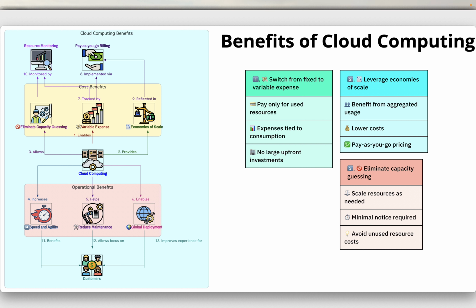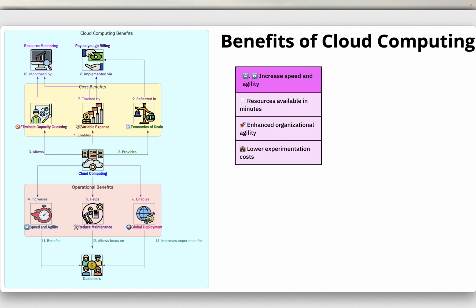Cloud computing removes the need to predict infrastructure capacity needs. You can scale resources up or down as needed with minimal notice, avoiding the cost of unused resources or the challenges of limited capacity. The availability of IT resources with just a few clicks reduces the time from weeks to minutes to make these resources available to developers, which significantly enhances organizational agility and lowers the cost and the time of experimentation and development.